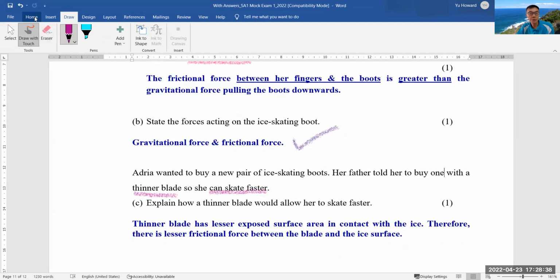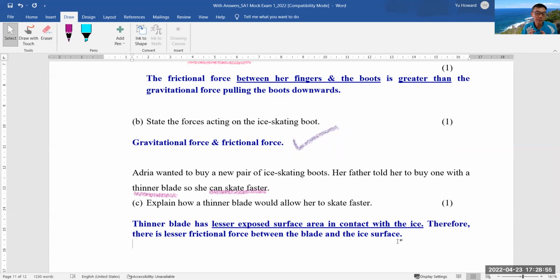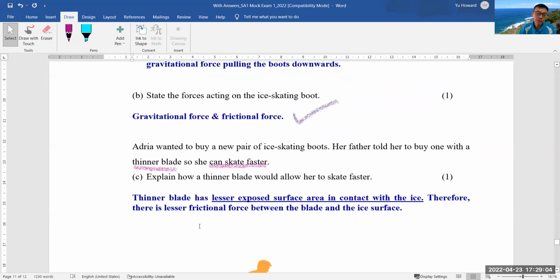So the important things to note is this part. Okay, the thinner blade has lesser exposed surface area in contact with the ice. Okay, when you explain this part, you must always say, if you talk about surface area, is related to what? So this part is the surface area is the blade, right? So it's cutting through the ice. So because it's thinner, you will have less exposed surface area in contact with the ice, and this will lead to lesser frictional force between the blade and the ice surface. So there's a relationship. So this part.